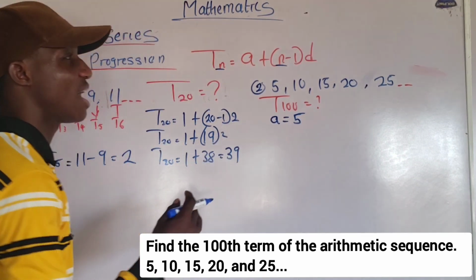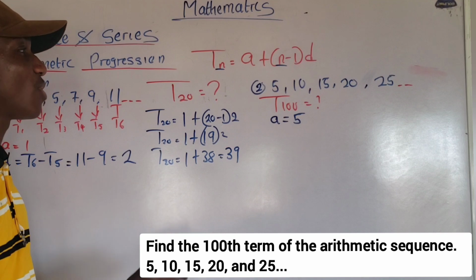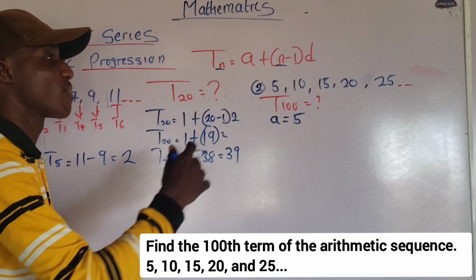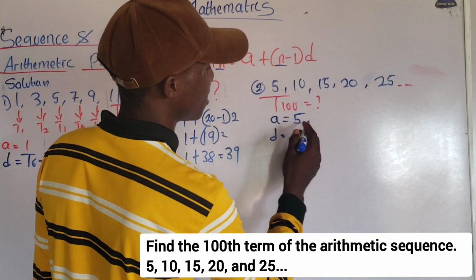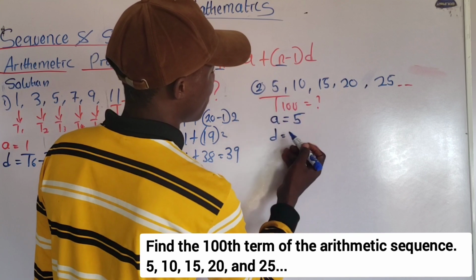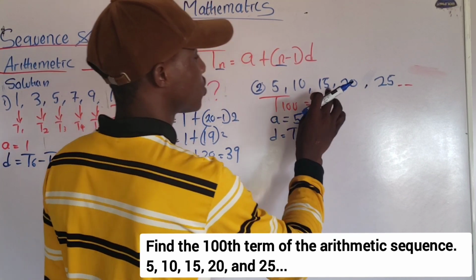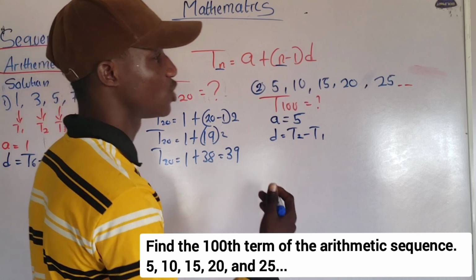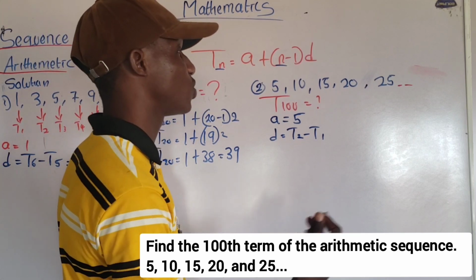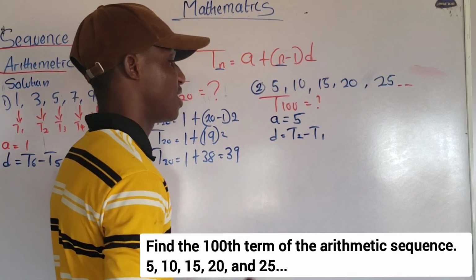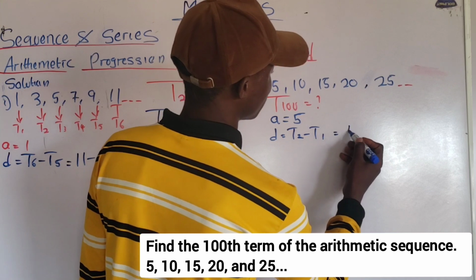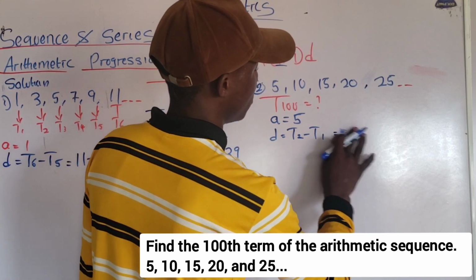To determine the 100th term of this arithmetic progression, you can calculate d as maybe 10 minus 5. You can choose T2 minus T1, or T3 minus T2, or T4 minus T3, or T5 minus T4. You understand? So T2 minus T1 will be 5.